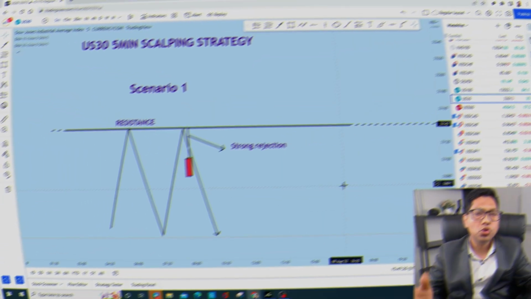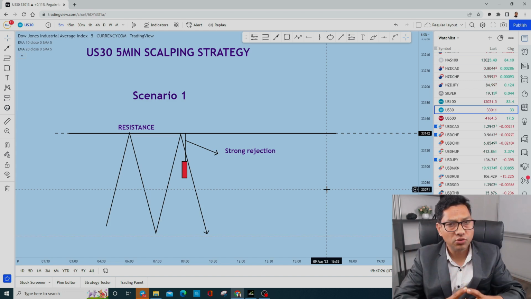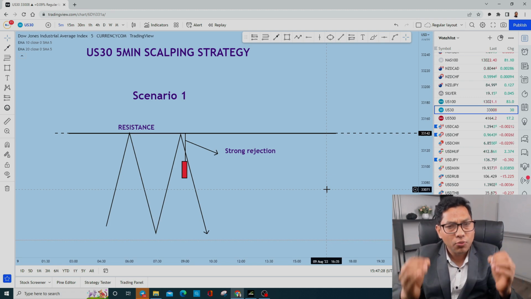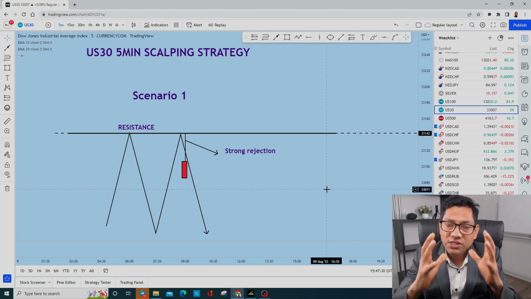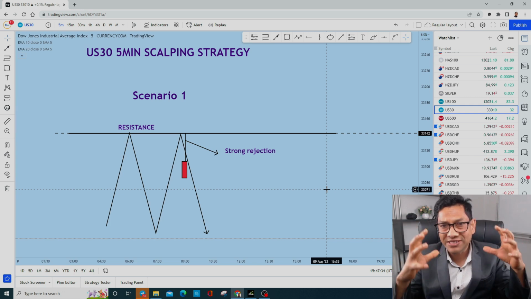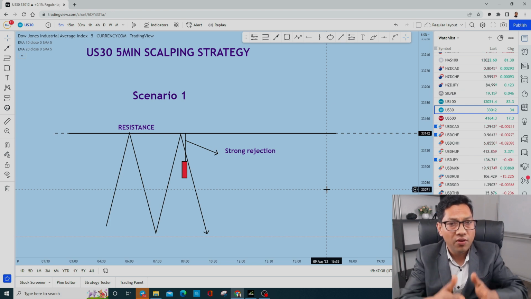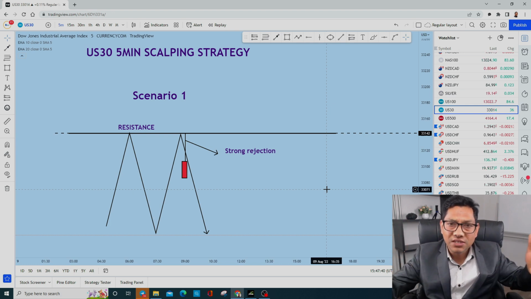Okay guys and girls, so to apply this strategy, we will consider two possible scenarios. Pay attention, it's a simple strategy guys and girls. Once you understand it, it will be very easy for you to scalp US30 in the 5 minutes time frame. So I want you to pay full attention, stick till the end.